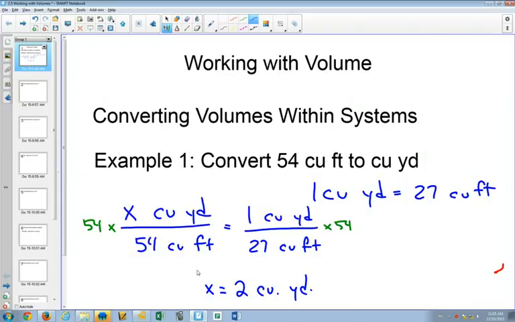So if you have 54 boxes that are 1 foot by 1 foot by 1 foot, you could store those in a larger cardboard box that's 1 yard by 1 yard by 1 yard, and you would only need 2 of those larger cardboard boxes to fit all 54 of your smaller boxes. Again, whenever you're dealing with cubic feet, cubic yards, cubic inches, cubic centimeters, cubic meters, think about the size of them. Imagine them as a little box and how big that box would be.